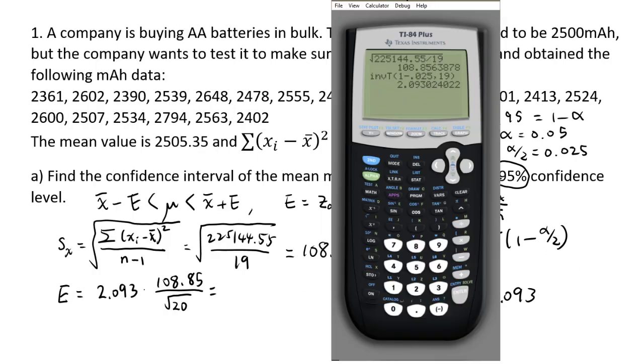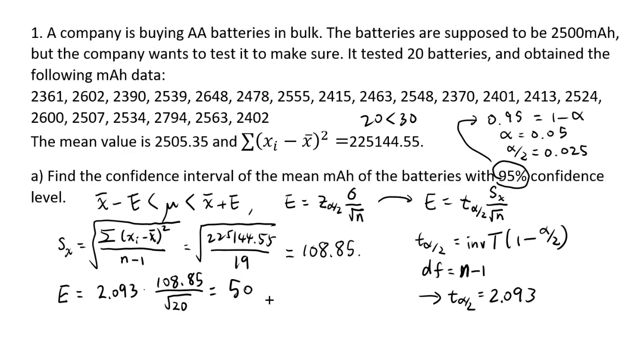Let's move it over here so I can easily copy. So 2.093 times 108.85, and then you divide by the square root of 20, enter, and we get 50.94. Okay, so we have 50.94.